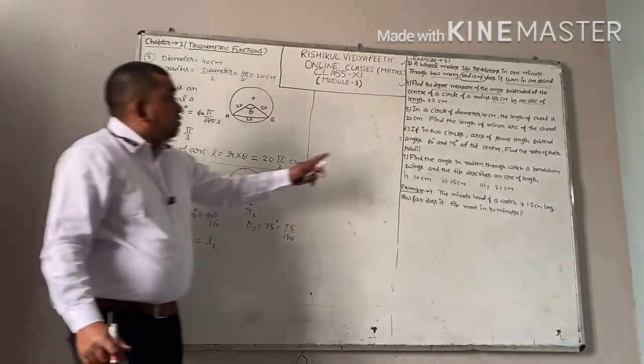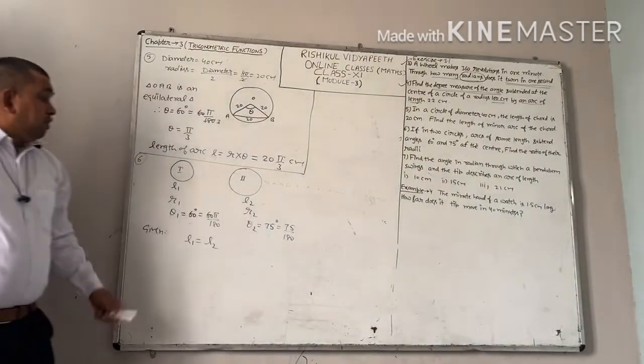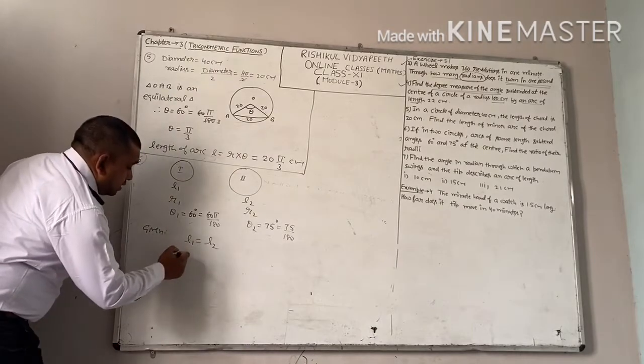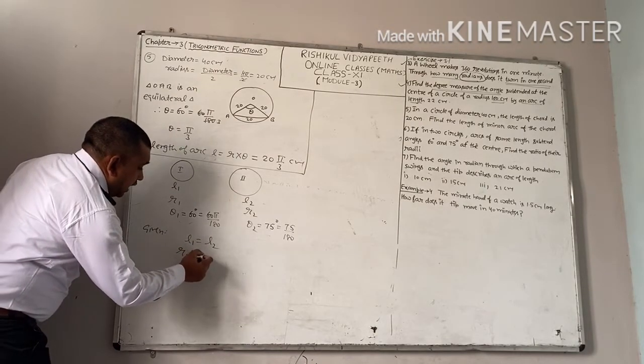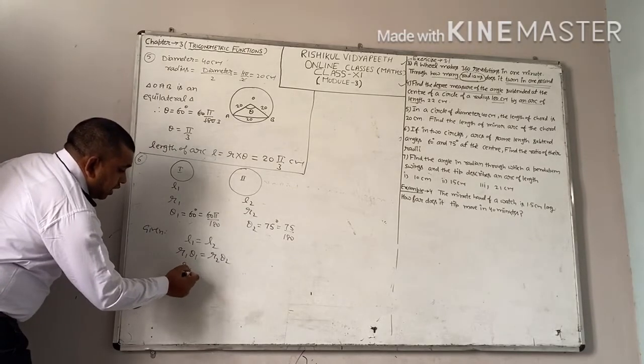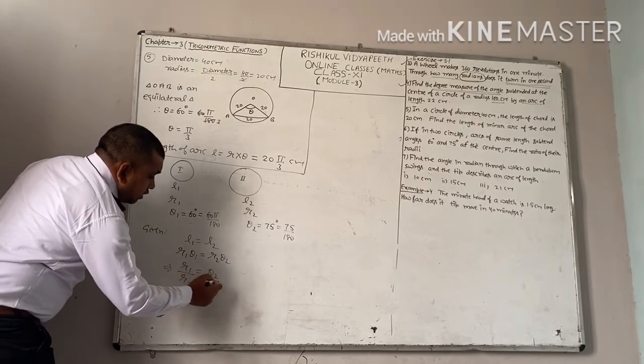Right? What you have to find out? Find out the ratio of their radii. Means what is the ratio of their radii? This we have to find out. Now L1 is equal to R1 theta 1. L2 is equal to R2 theta 2. Therefore R1 upon R2 is equal to theta 2 upon theta 1.